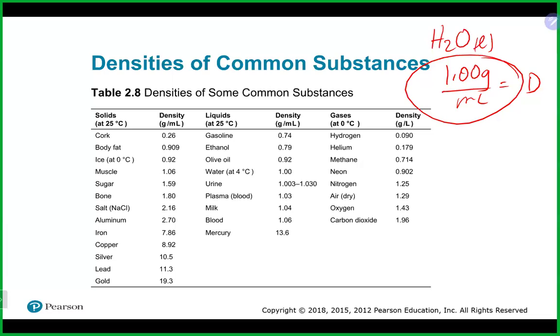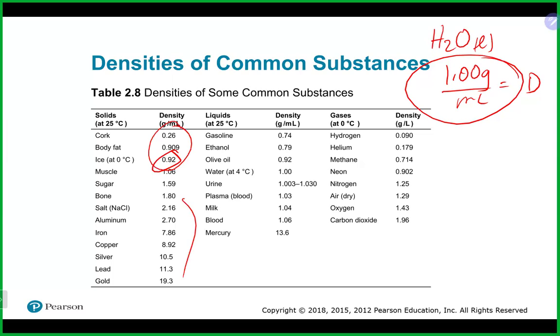Ice is a lot less dense, as you can see there, 0.92 for ice, which is why it will float in water, right? It's less dense than 1 as well. So any of these guys are going to sink, right? And obviously, these guys here are going to float in water because they are less dense.